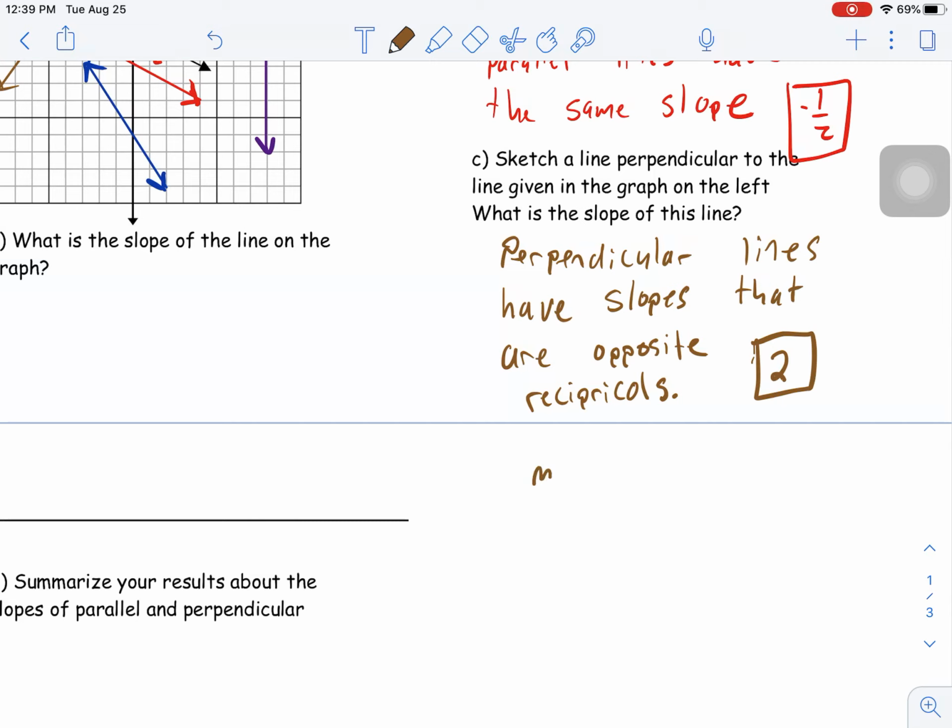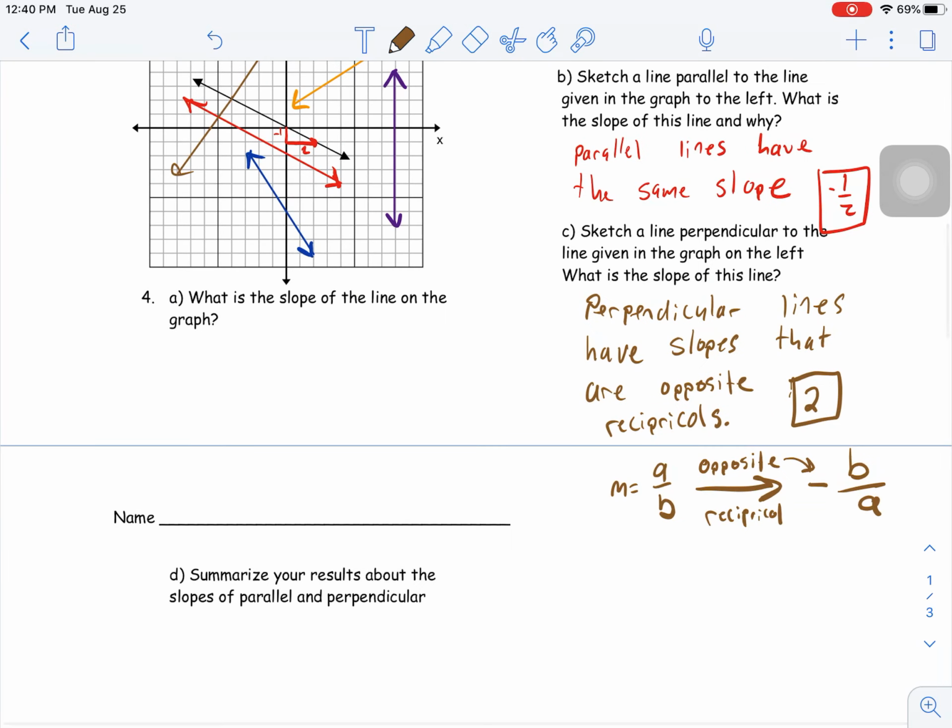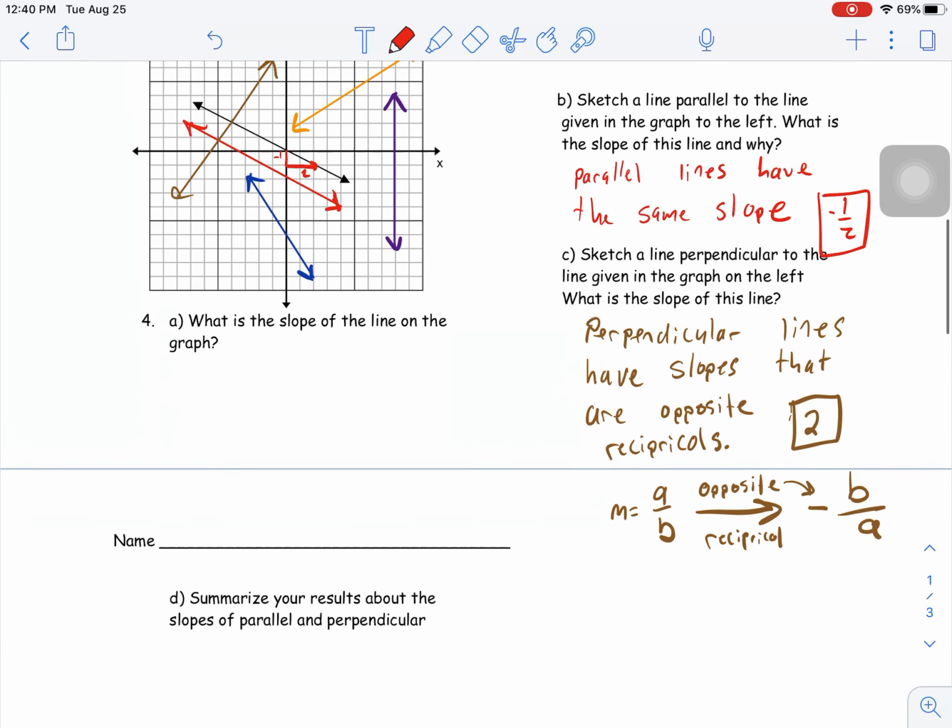So if you have a slope, say our slope is A over B, if we want to make it the opposite reciprocal, we make it negative and then B over A, because the reciprocal is the part that flips. Opposite means that the sign changes from positive to negative or negative to positive. Okay. Whoops, it asks us right here what the slope of this graph is. It's negative 1 over 2.